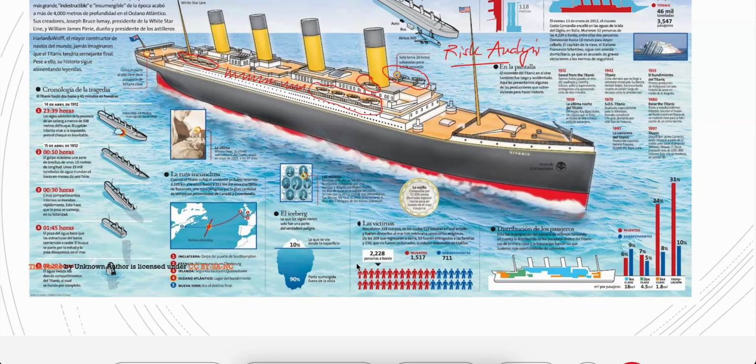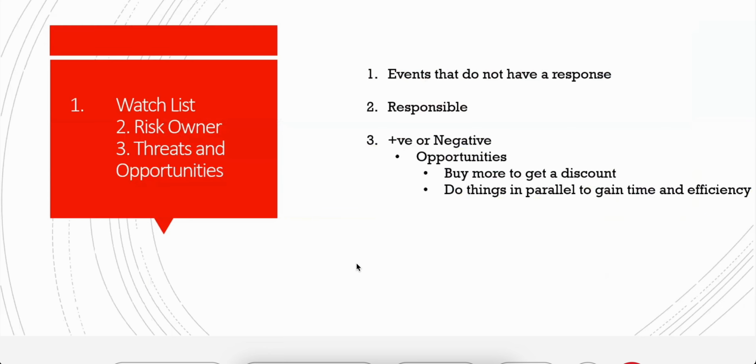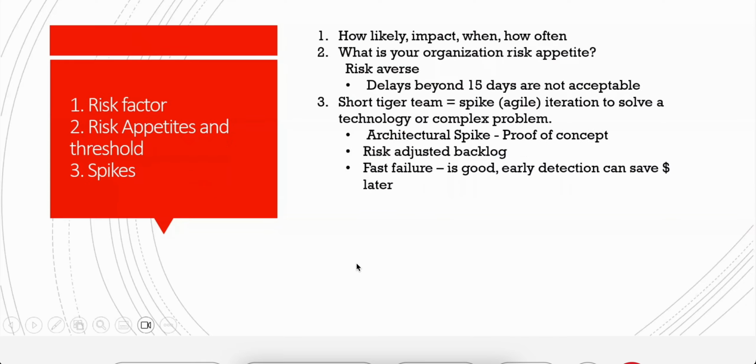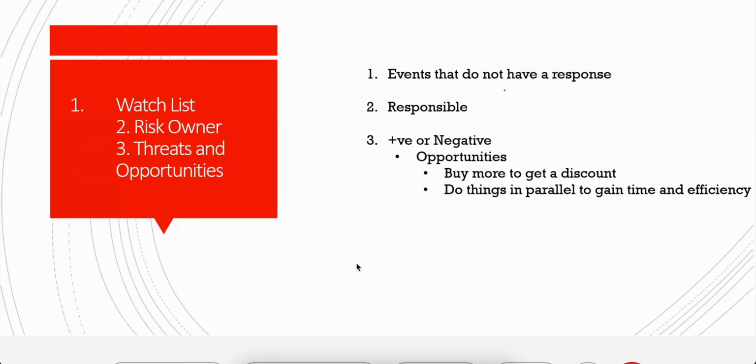All right. So we talked about Titanic. We're going to keep coming back to it. All right. So what's next? Next is the watch list. So I did talk about the watch list. Watch list is an event that does not have a response yet. It's there. It's probably not significant, and because it's not significant, we haven't put a response to that one. So that's what that is.